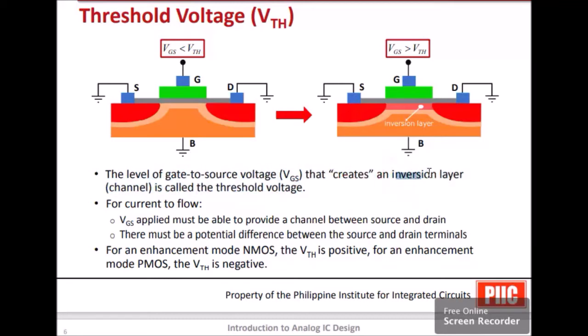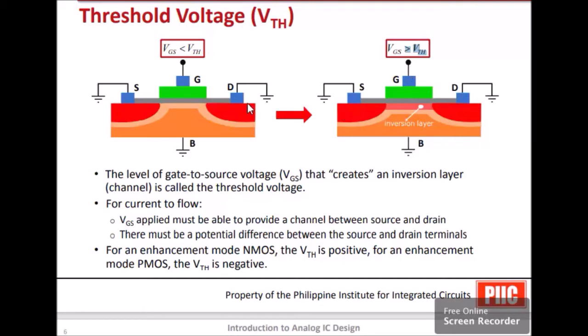Ang inversion layer na sinasabi natin, ito yung channel. Itong sabi ko kanina na nakaka-create, okay? That creates an inversion layer or channel is called threshold voltage. So, yung threshold voltage, yun lang yung level ng ating gate to source voltage na enough para makakreate ng ating inversion layer. Kumbaga, pag in-apply mo ng voltage itong gate to source na high enough para ma-create itong channel, yun yung VTH.